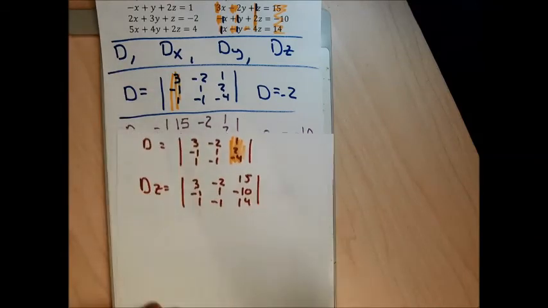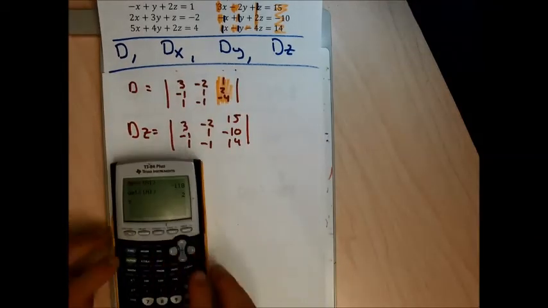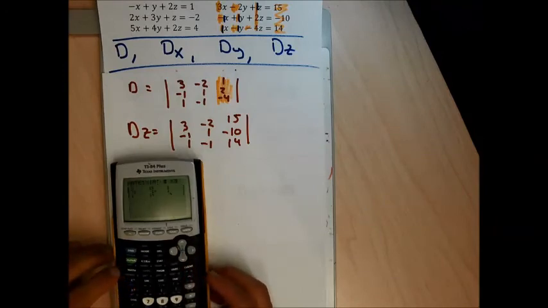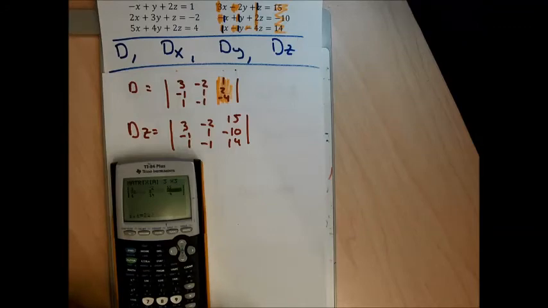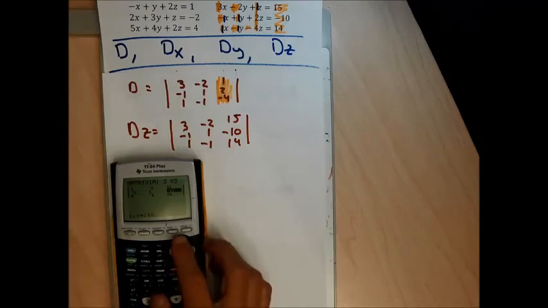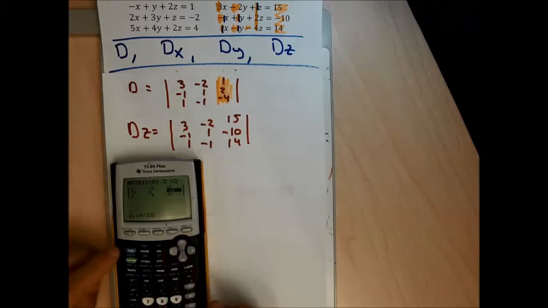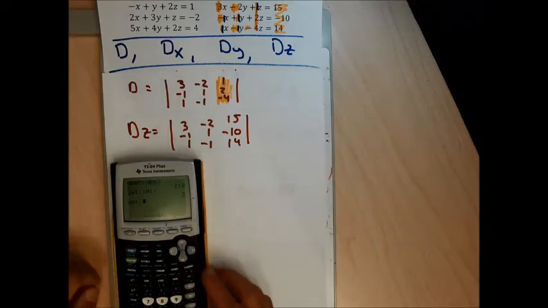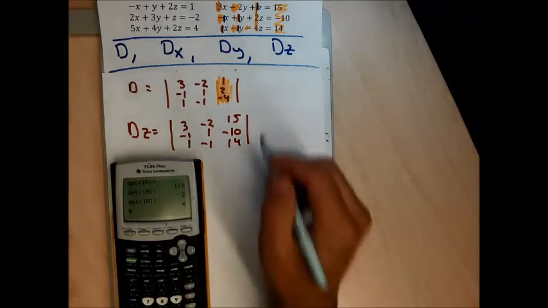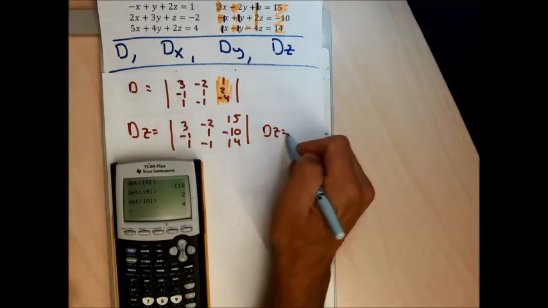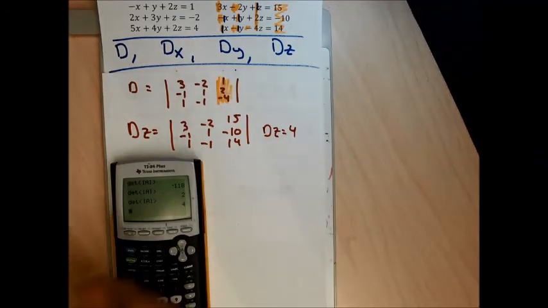So I'm going to enter that on my calculator. So second matrix, edit, that's a 3 by 3, then 3, negative 2, 15, negative 1, 1, negative 10, 1, negative 1, 14. Make sure you enter it right, because if you enter it wrong, it's going to give you an error. So now second quit, second matrix math, DET, second matrix names, boom, boom. And I get d sub z equal to 4. This is good because I have nice small numbers.